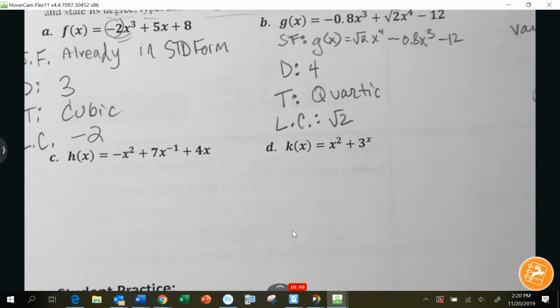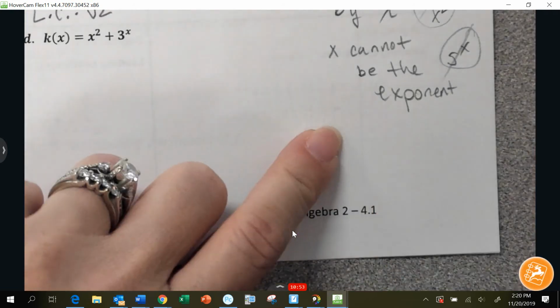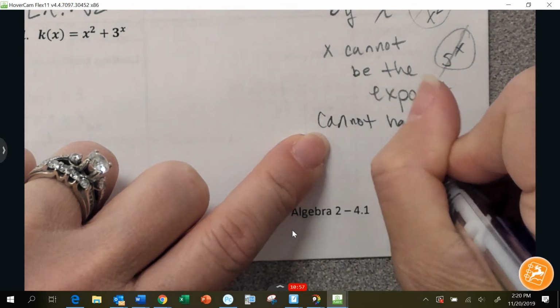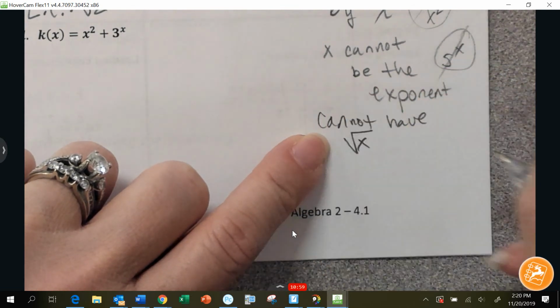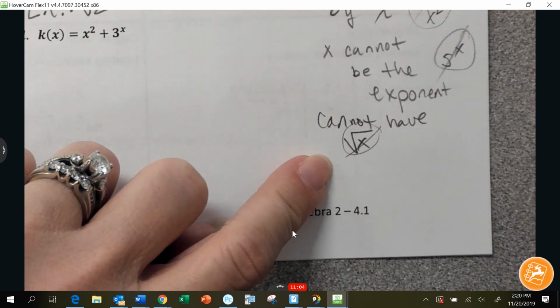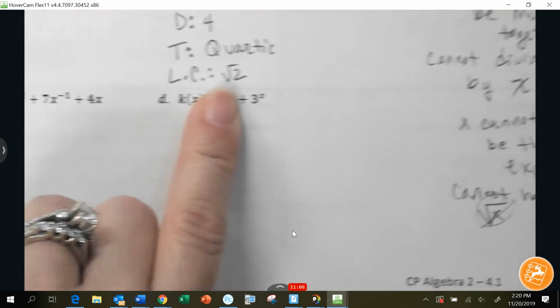I just thought of another rule of something that would make it not a polynomial. After doing that one, I just thought of another rule. You cannot have square root of x. That would be not a polynomial if it has square root of x. Square root of 2 is fine, but square root of x is not okay for a polynomial.